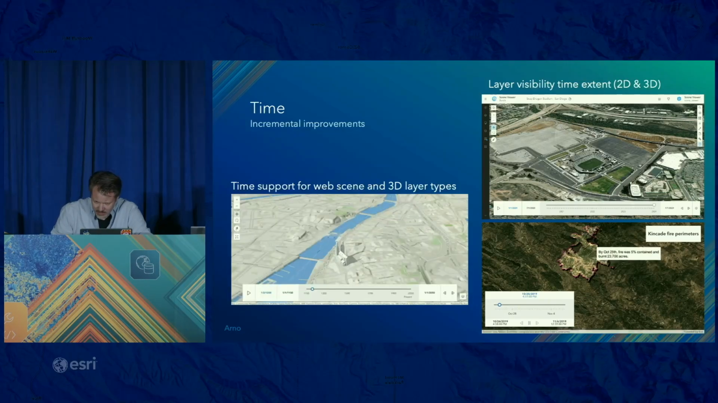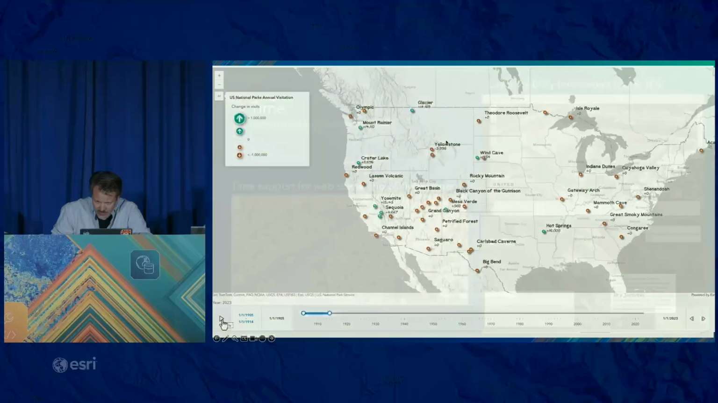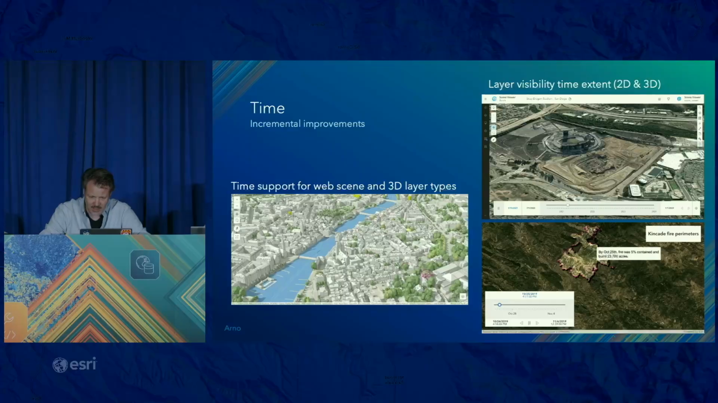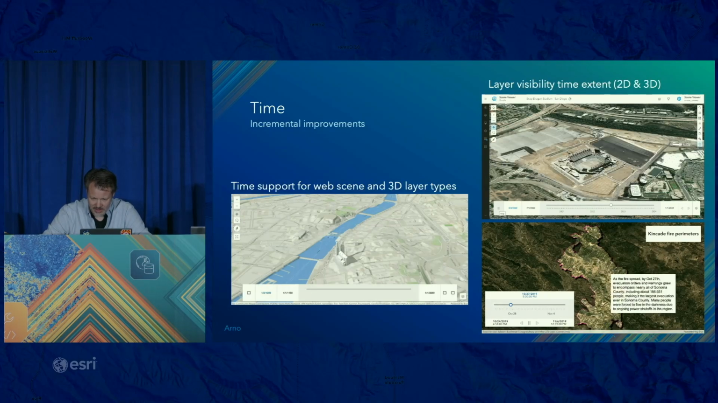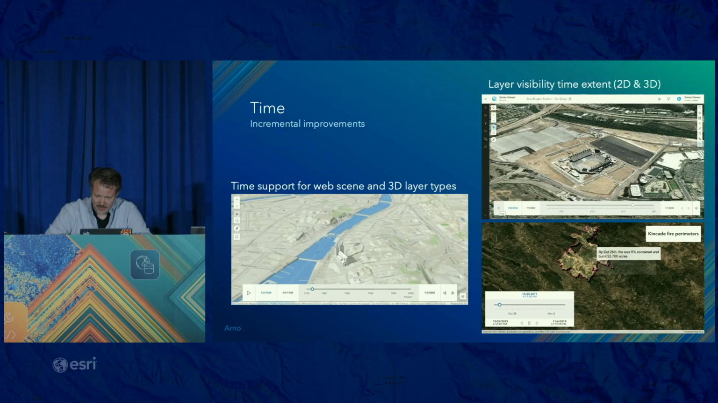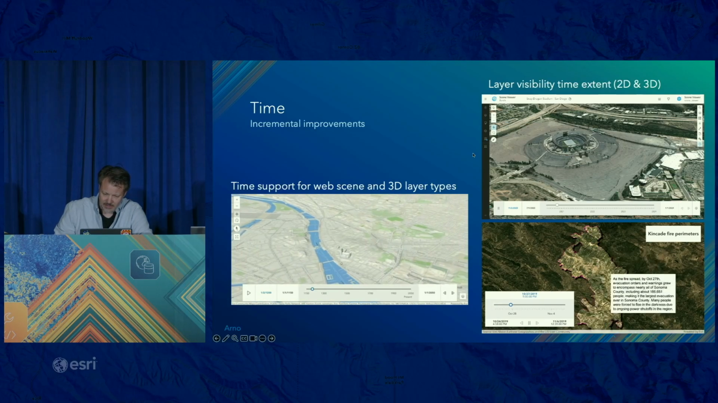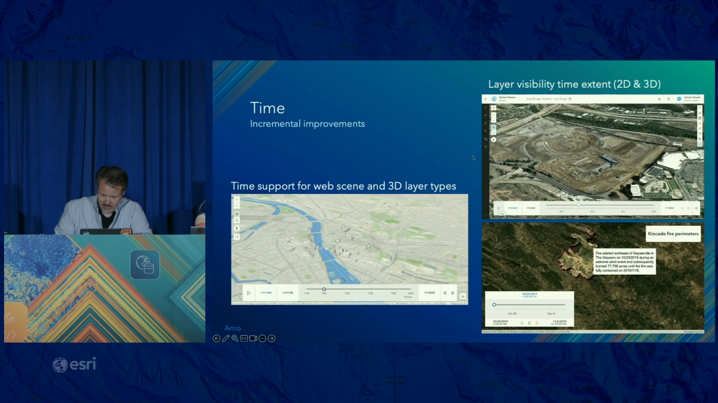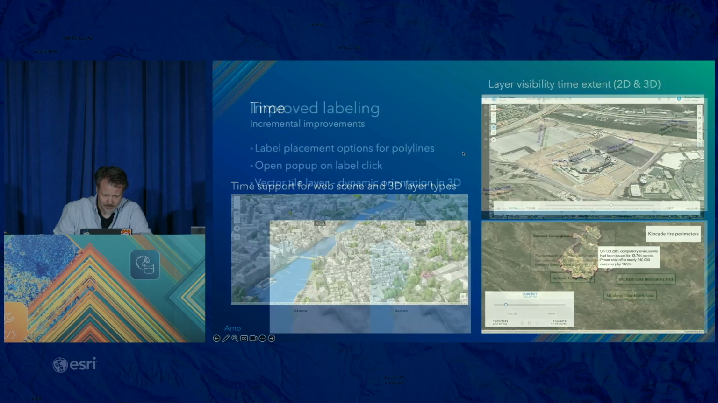Oh, this is not looping. Maybe I can go back. Sorry about that. See how the old stadium was demolished and then the new one is constructed. And as I already mentioned, this generally works for 2D and 3D layers, as here in this web map in the lower right corner.